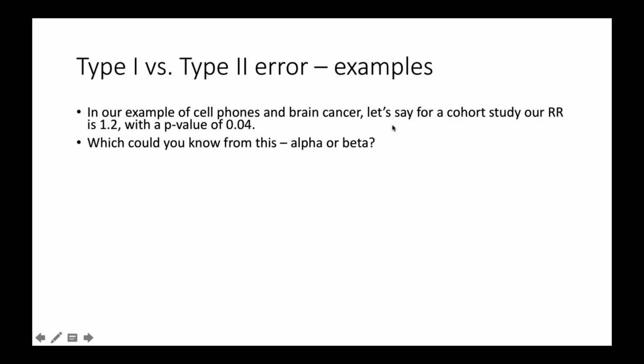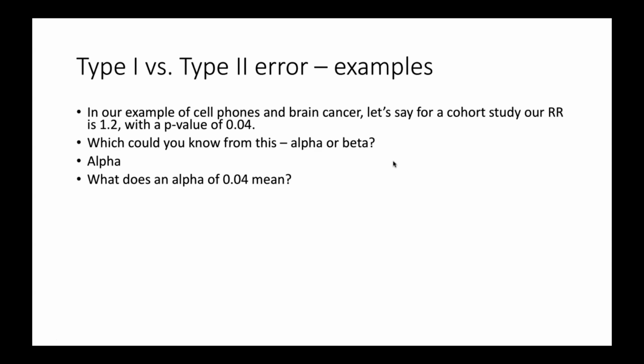So from this, Elise, which could you know? What have they told you, the alpha or the beta? Which could you know from this in our example? I know the alpha. Okay, why? Because they gave us the p-value. Which we said earlier was the alpha. Yeah, good, exactly.